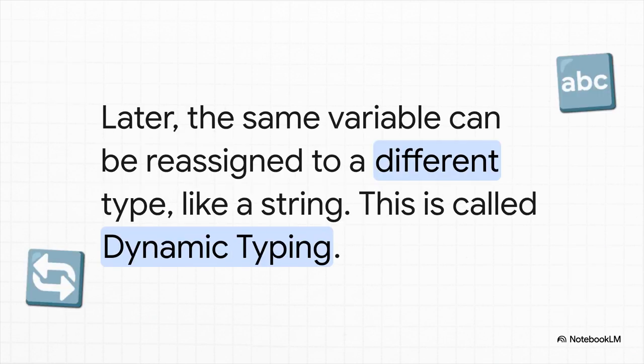On the very next line of code, we can take that exact same name, age, and assign it a completely different kind of value. This time, a string of text. Age now represents "25". This amazing ability to change a variable's type on the fly, that's called dynamic typing, and it's a huge part of what makes Python, well, Python.